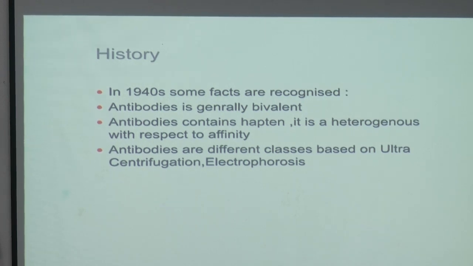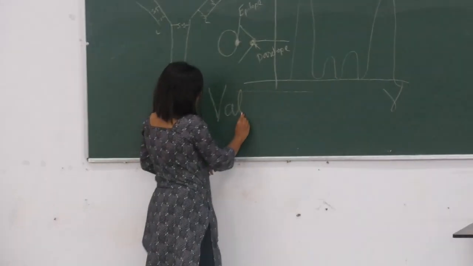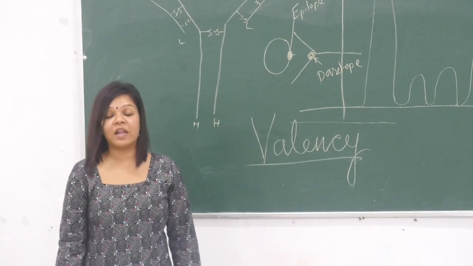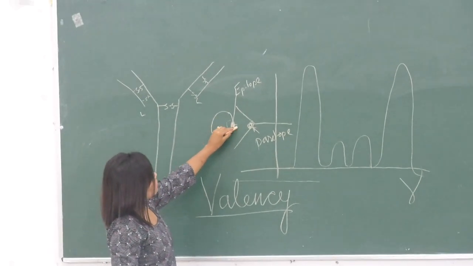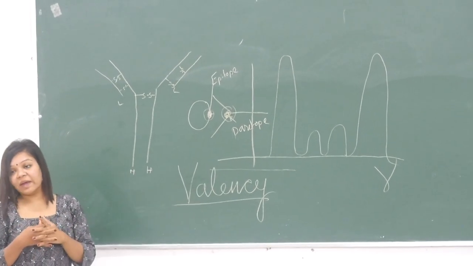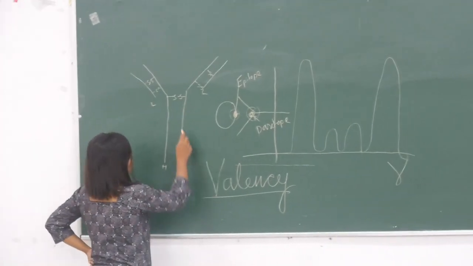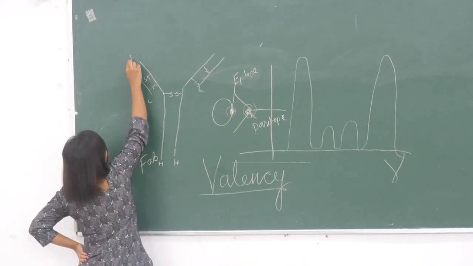So next important point is antibody bivalency. What is the valency of an antibody? These are the very basic things you need to know. I told you there is a particular place where antigens get attached. So each antibody has two places. One is ABB, and FC.